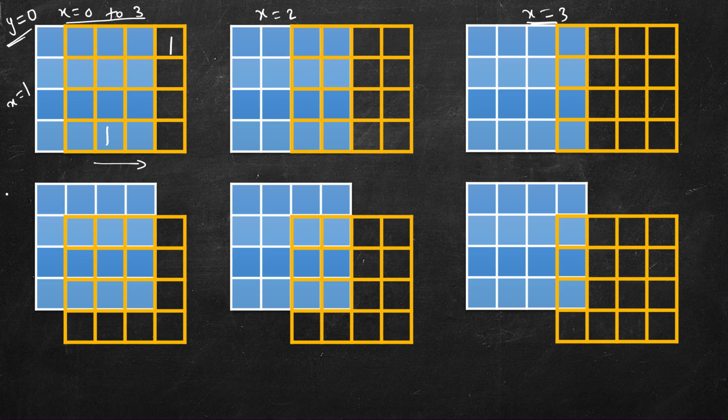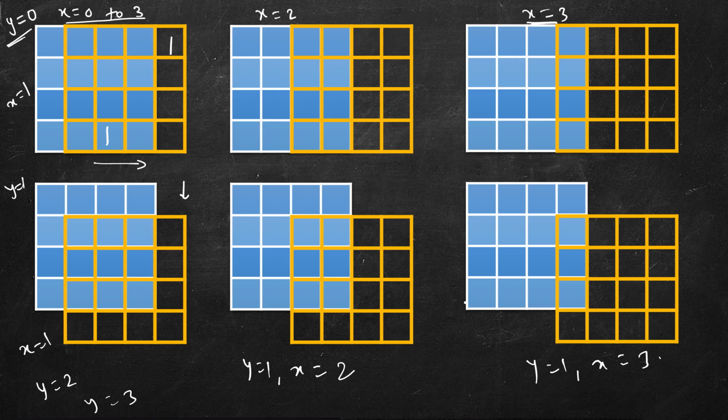Next, y is 1. We shift in this direction also, and x is 1. This is y equal to 1, x equal to 2, and this is y equal to 1, x equal to 3. And the next one will be, this will come here, y equal to 2, then y equal to 3. So all possible shifts we have made, and in the last one, what will happen? This will be like this.